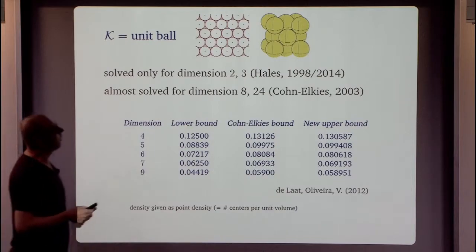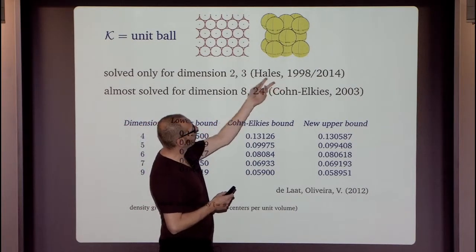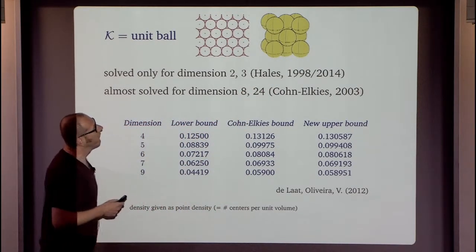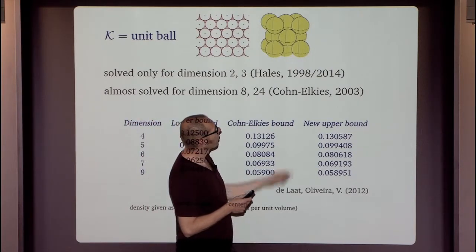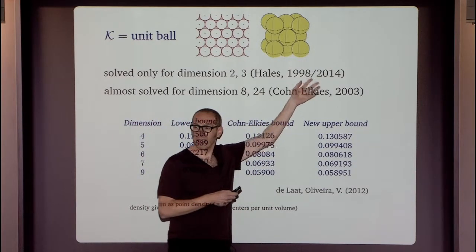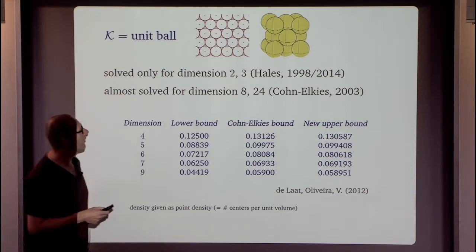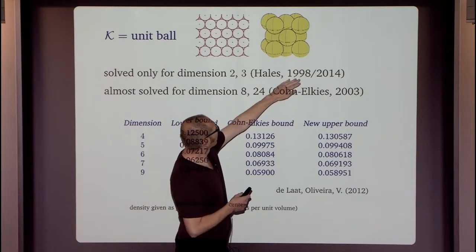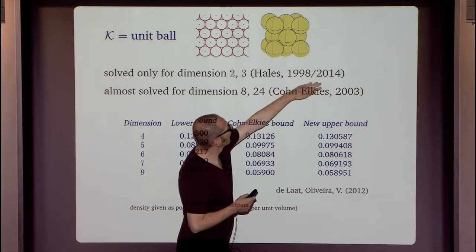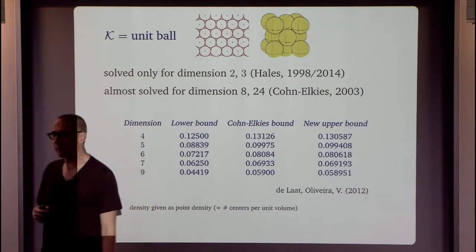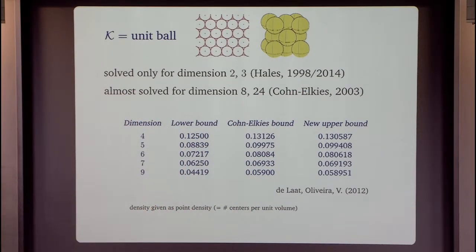One is a very difficult computer-assisted proof, about 300 pages long, and then he has another computer proof, which even a computer can check now. If you were not convinced that Hales' proof was correct in 1998, now I think you should be really, really convinced that it's correct. So this is dimension 2 and 3.